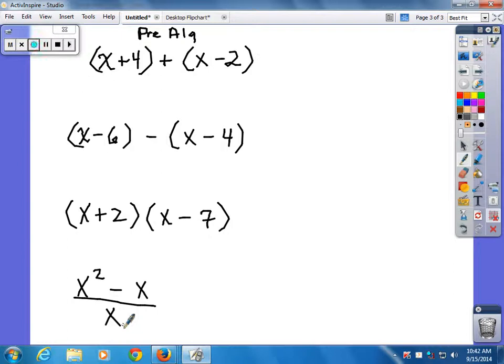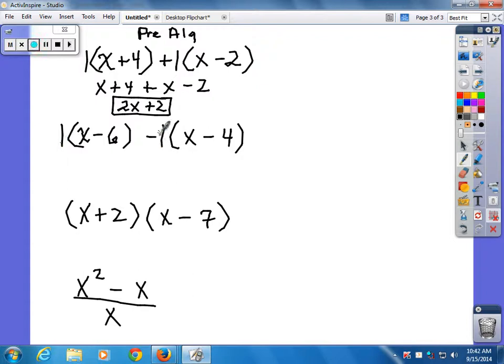So let's do the first one. x plus 4, you got a 1 there and a 1 here, distribute the 1s, and that'd be plus x minus 2. And your answer is what? 2x plus 2. Everybody should have got that.